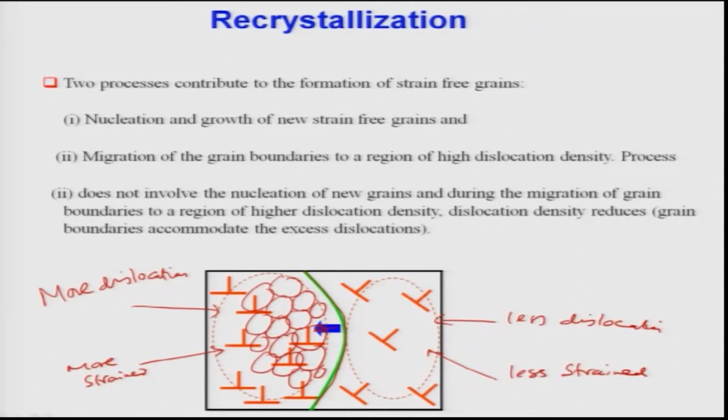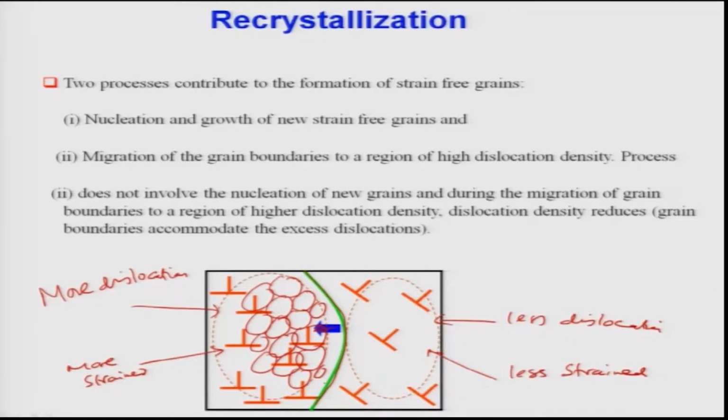This does not involve nucleation of new grains; the first process means the migration, and during the migration of the grain boundaries, the dislocation density in the region of high dislocation density reduces. A grain boundary can actually accommodate more dislocations, that is why. As the grain boundary moves from lowly deformed regions to highly deformed regions, the dislocation density will reduce in the highly deformed regions, because these dislocations will then become part of the grain boundary, because the grain boundary can absorb the defects.